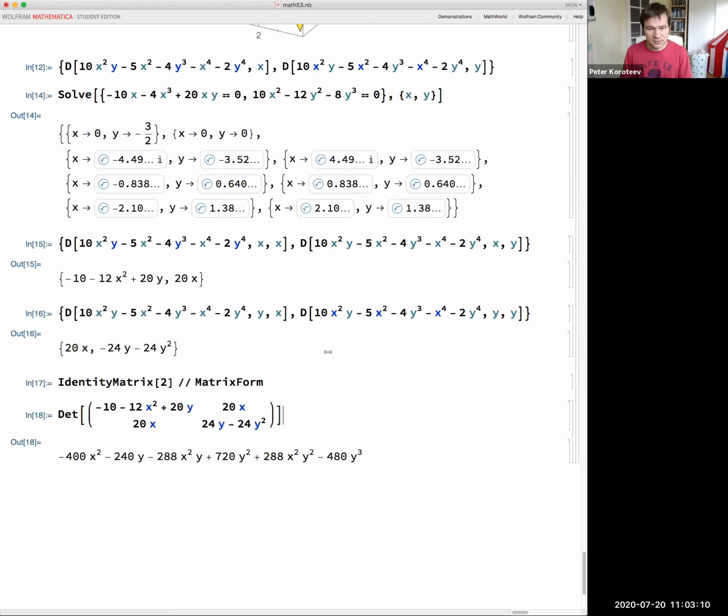If x goes to 0, first let's do x equals 0, y equals minus 3/2. So that's positive, so the determinant is positive, and then let's calculate.